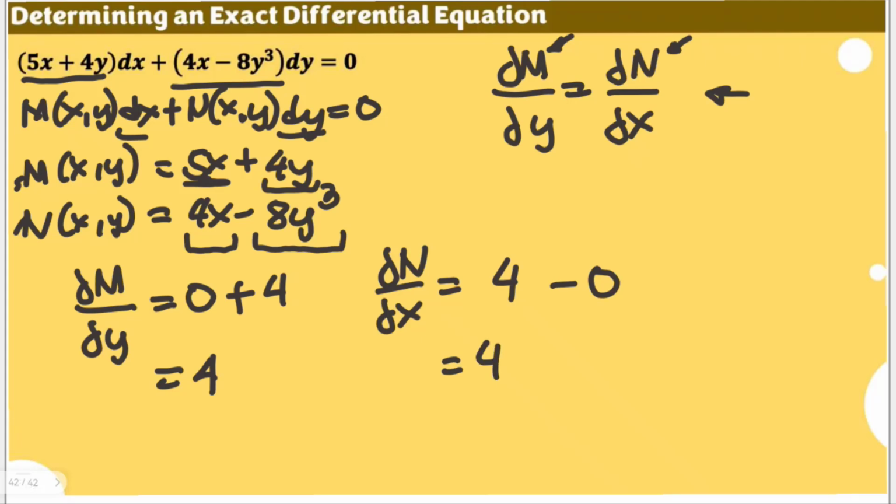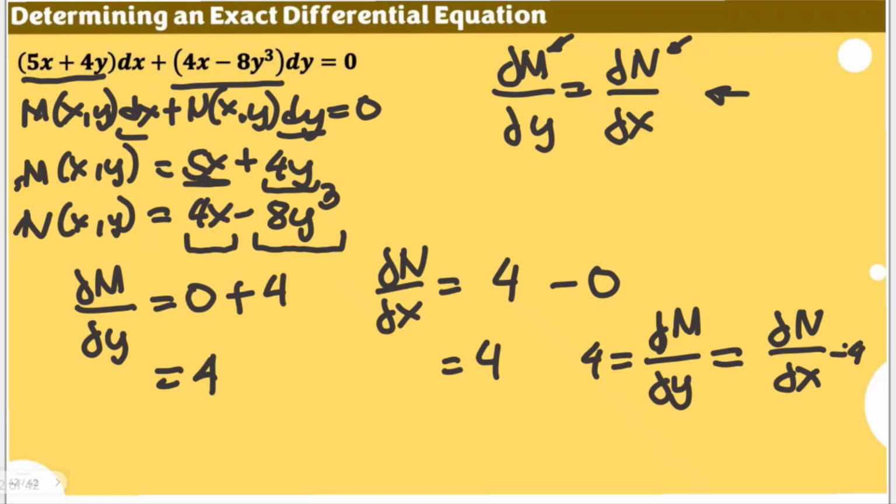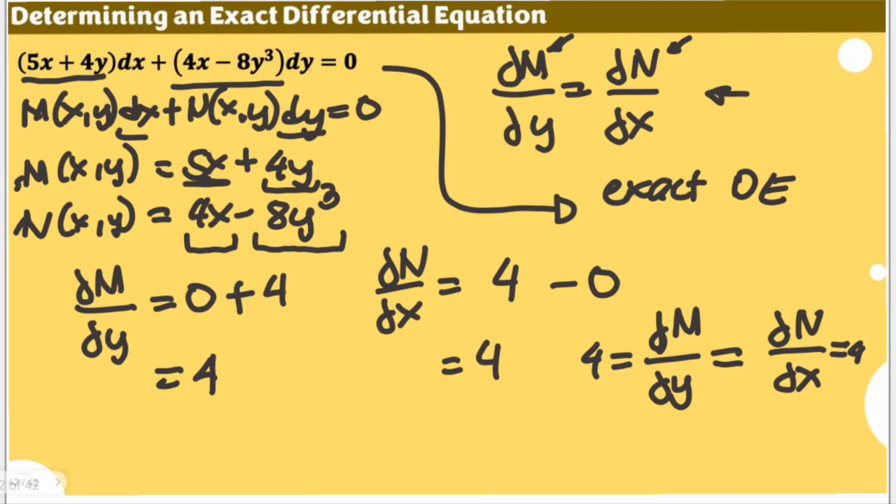We can see here that the partial derivative of M with respect to y is equal to the partial derivative of N with respect to x, because they are both equal to 4. This would mean that our given equation is an exact differential equation, because we have established this equivalence. And we'll be using the method of solving exact differential equations for this specific item, and we'll have that on a separate video. Thank you very much for watching.